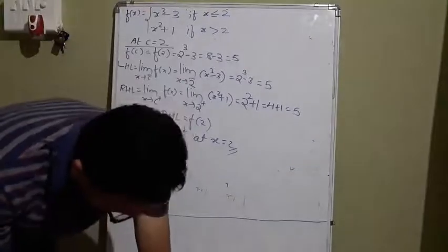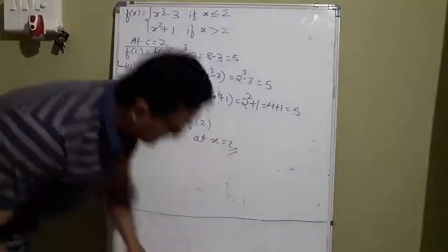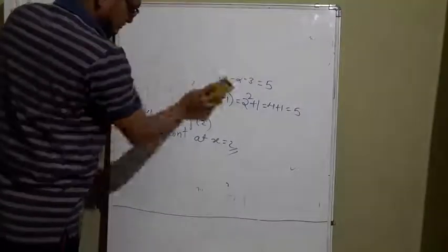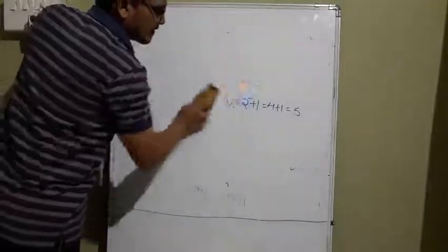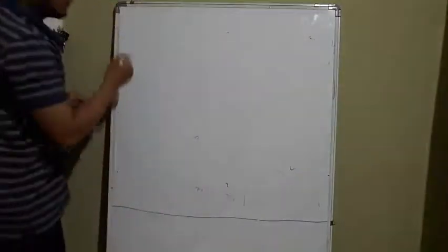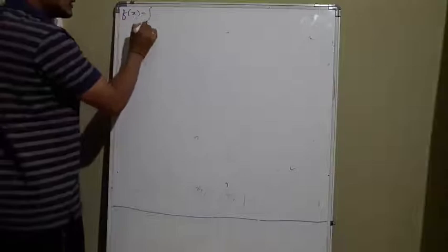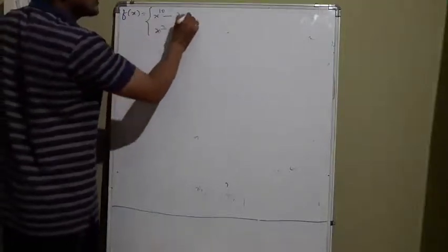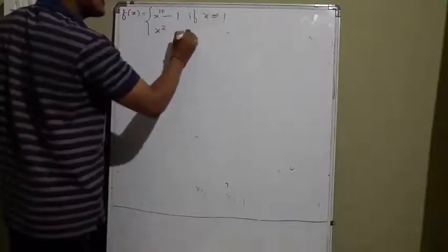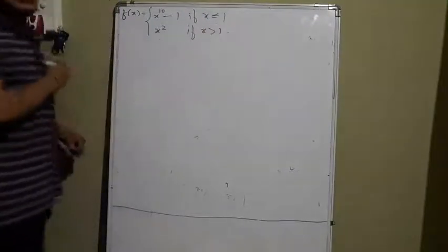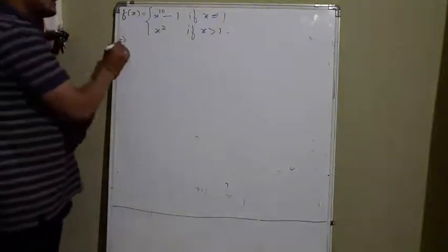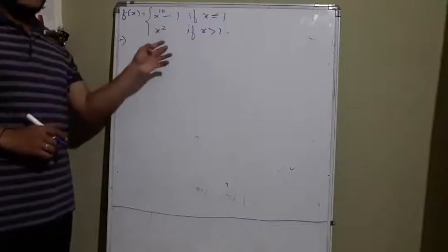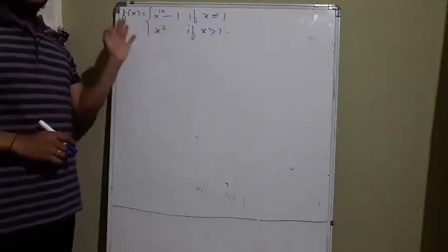Okay, I will take one more question. Next is f of x is equal to x to the power 10 minus 1 if x is less than or equal to 1, and x square if x is greater than 1. Now again, the first sentence as usual, you have to write clearly: the function is defined for all the points in the real line.